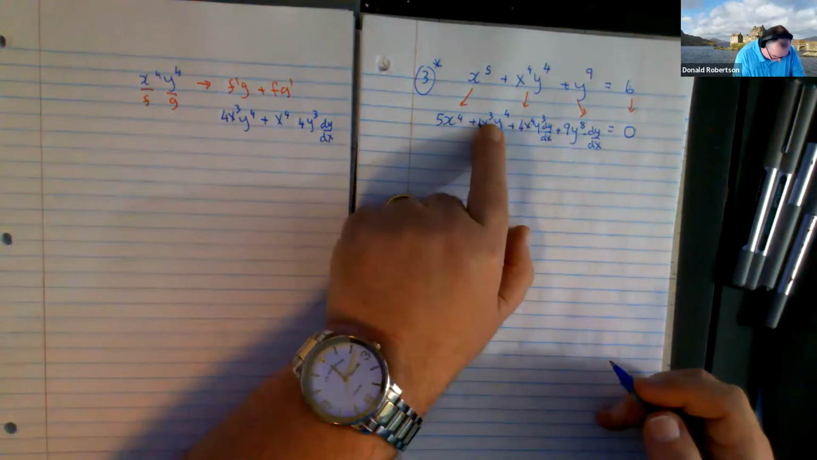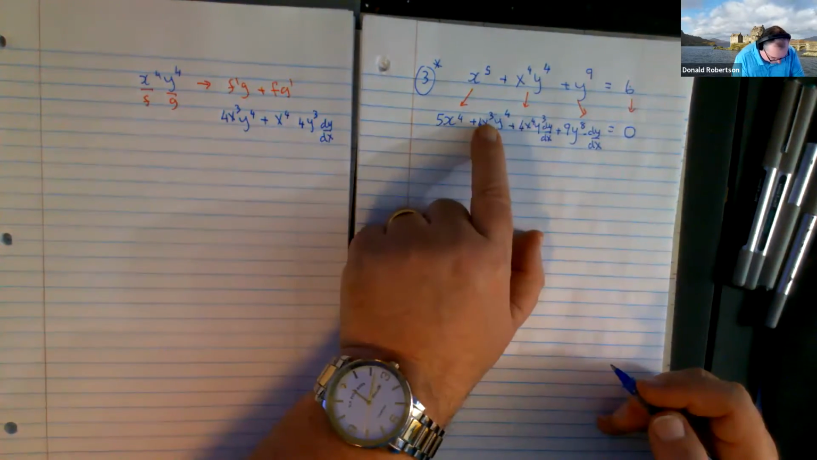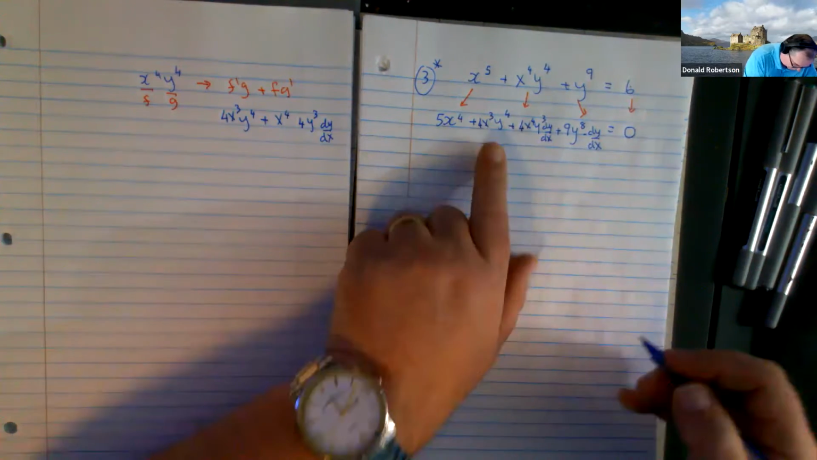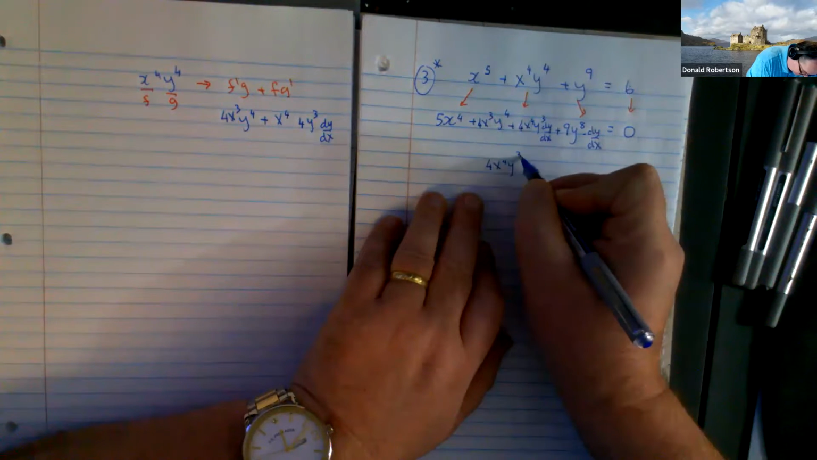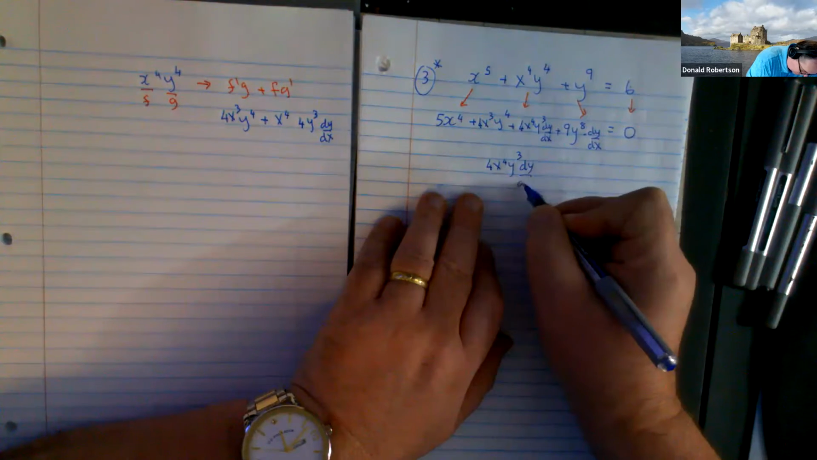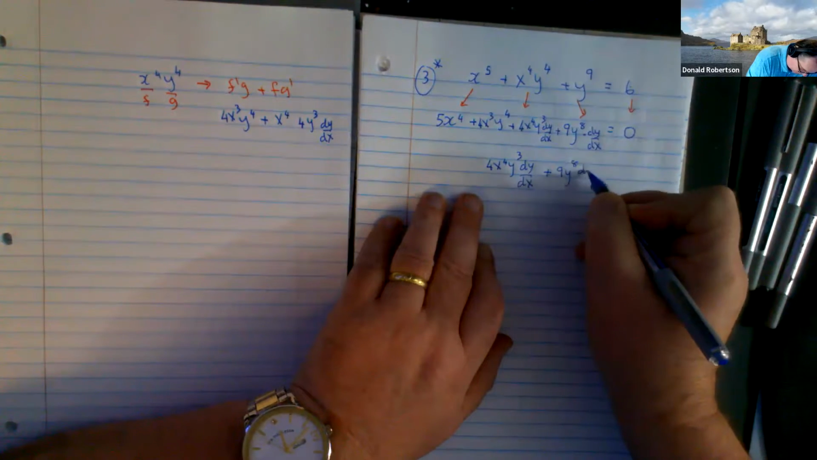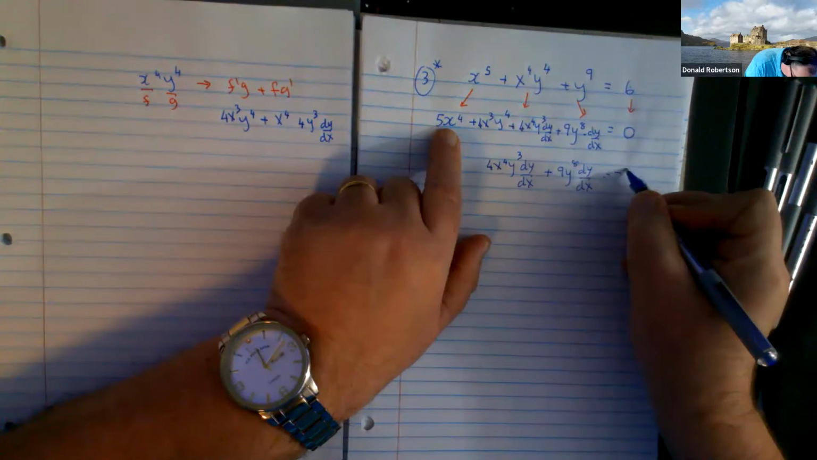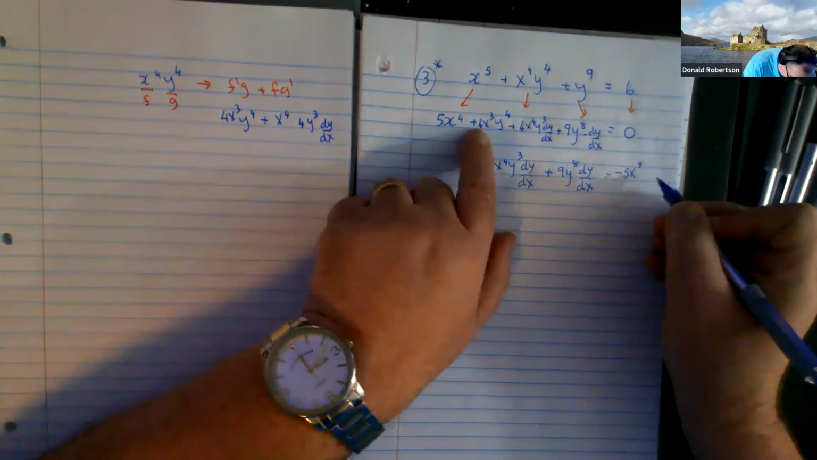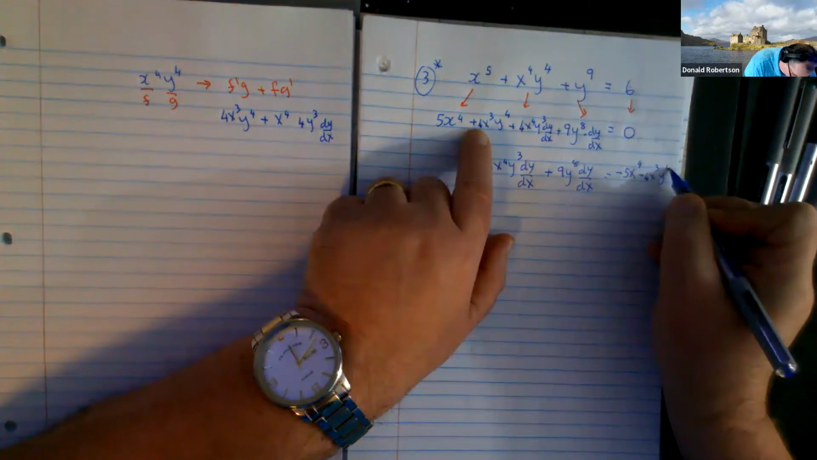These two terms do not have a dy by dx. So I'm going to subtract this from both sides, and I'm going to subtract that from both sides. So I'm now going to have this term plus this term. And if you subtract this from both sides, you get that. And if you subtract this from both sides, you get that.